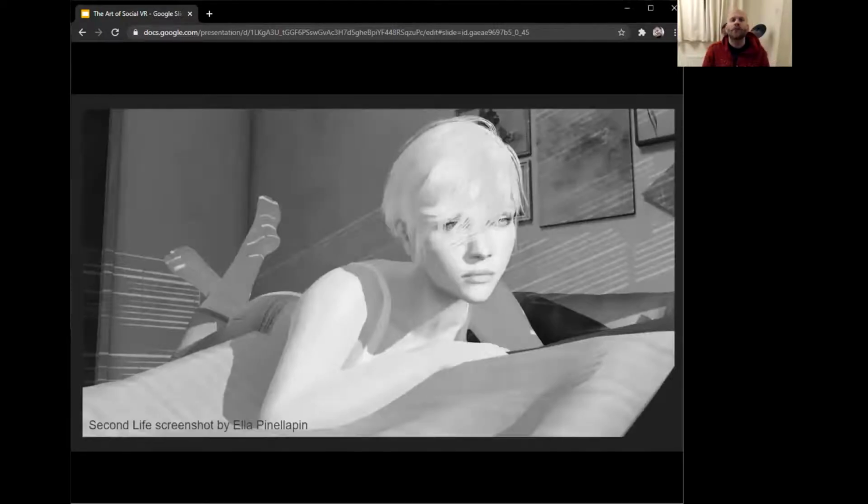So probably the most crucial consideration in the design of a social VR experience are the avatars used to represent the people in that experience. This image is a screenshot of a Second Life avatar by Ella Penelopin. During my PhD research, blocky, abstract avatars was all that was possible in real time using consumer hardware. But now we have to worry about whether making avatars too realistic makes them creepy or highlights the missing pieces.